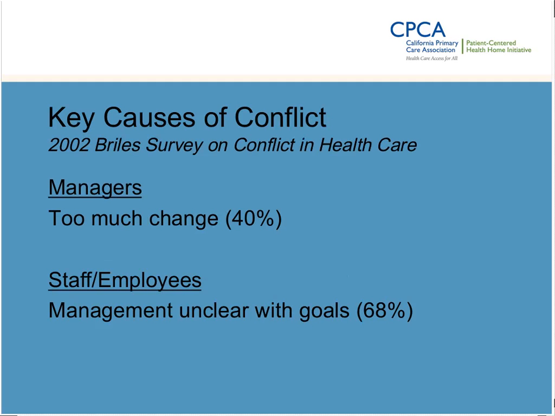I found this slide very interesting, and Judith Briles has some great references on conflict. But the staff thought that the management didn't know what they were doing, and management felt like there was too much change, which leads me to wonder if the managers didn't actually know what the goals and objectives were. And obviously, from the slide, they just weren't communicating it. And inherently, that does create conflict in your workplace.